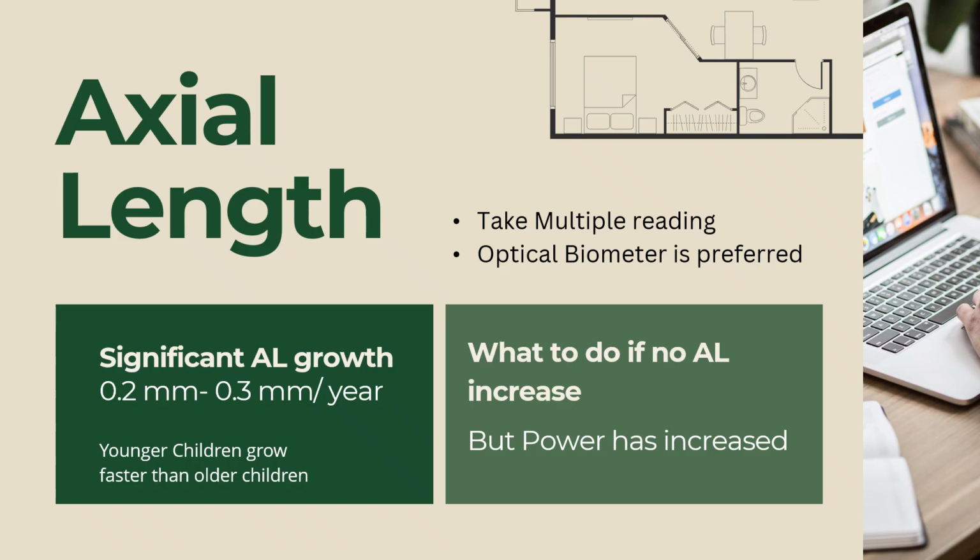It is 0.3 for younger children and 0.2 for older children, like above 10 or 11 years of age. And what to do if there is no axial length increase, but the power has increased. Now this becomes a very typical question, that axial length is not increasing. Then we have to find out why exactly the power has increased, and whether it has really increased, whether we have done a duochrome test, whether we have done cycloplegic refraction properly or not. We can do it with another strong drop, try to do refraction, and try to find out why and what has changed. If there is no axial length change, then why glass power has changed.